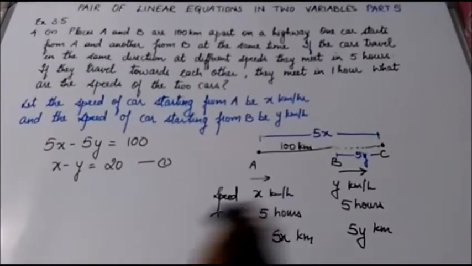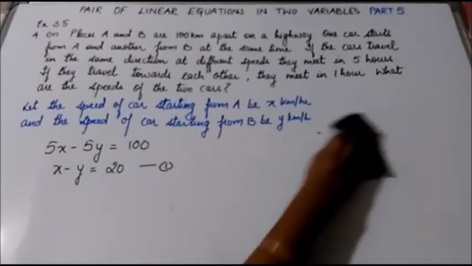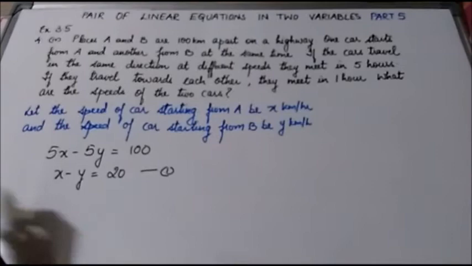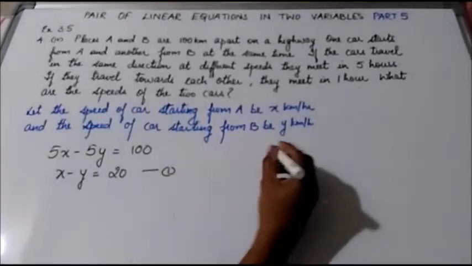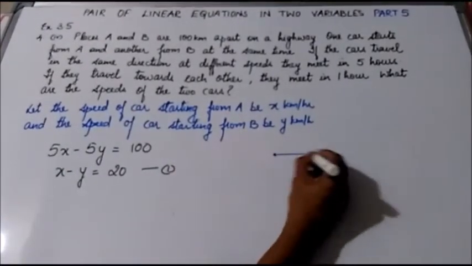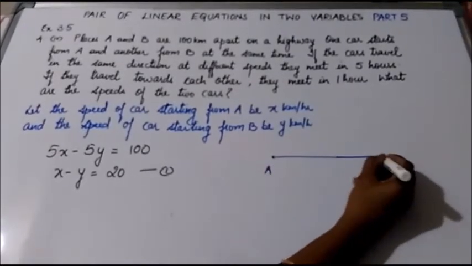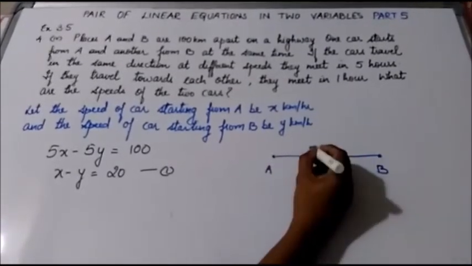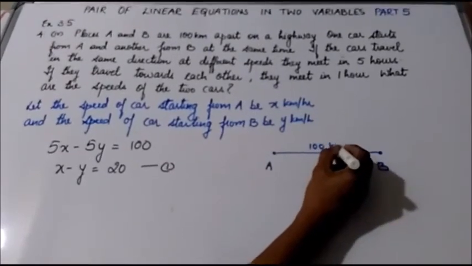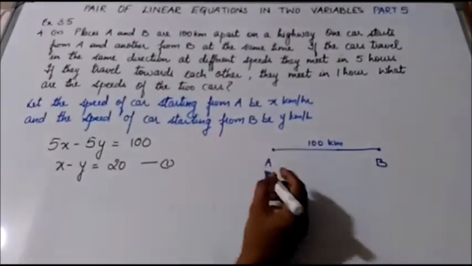Okay, let us form the second equation. Once again, we have places A and B, which are 100 kilometers apart. Now what have they done? They have travelled towards each other.